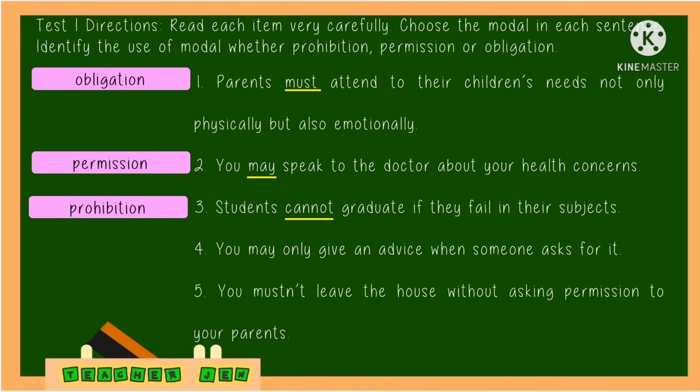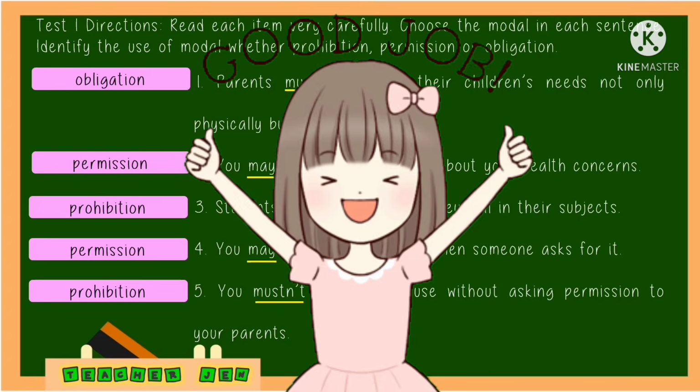Number 4. You may only give advice when someone asks for it. The modal used is may, and it is used to express permission. Number 5. You mustn't leave the house without asking permission from your parents. The modal used is mustn't, and it is used to express prohibition.